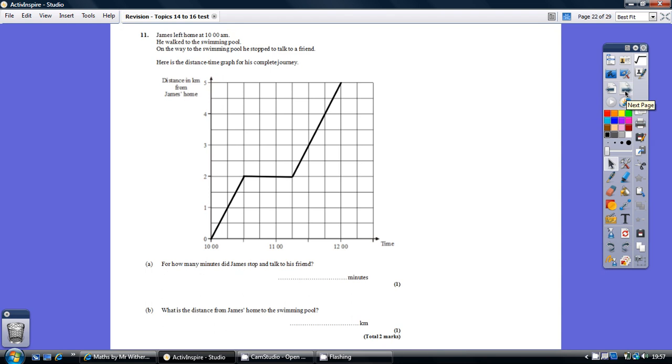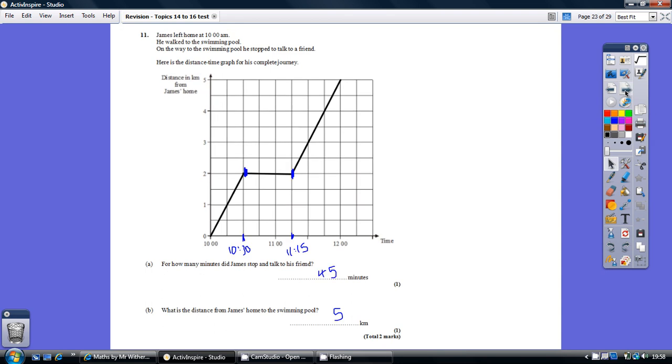Question 11, have a go. So, similar idea. How many minutes did James stop and talk to his friend? Well, this is when he stopped, when the distance remains the same. That's from 10:30 to 11:15, that's 45 minutes.